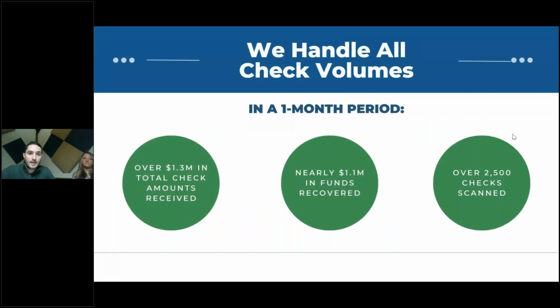Next, some metrics about the volumes we handle. We handle all check volumes. In a one month period, we've done over 1.3 million in total check amounts received, and that resulted in nearly 1.1 million in funds recovered for your merchants. Those are numbers we are very proud of, and that's what has made ResubmitIt so successful over the years. Additionally, that is over 2,500 checks scanned in a one month period. Of course, there are some fluctuations based on the amount of items we receive, but that is often an average that we see, and we can handle all check volumes.